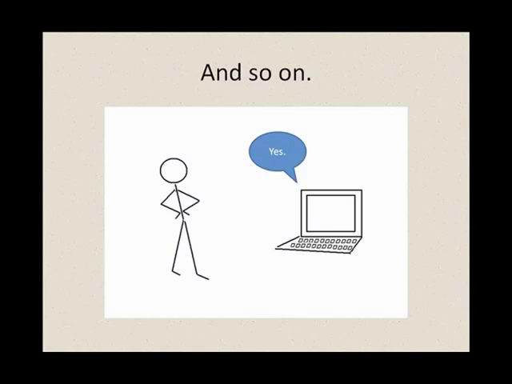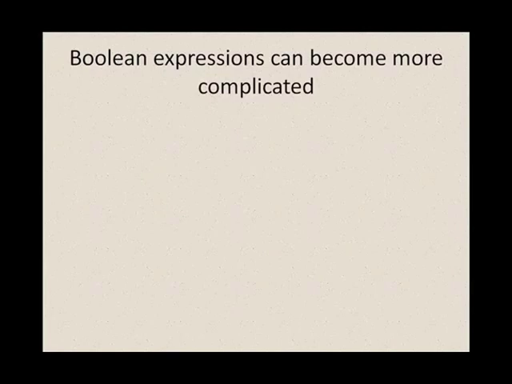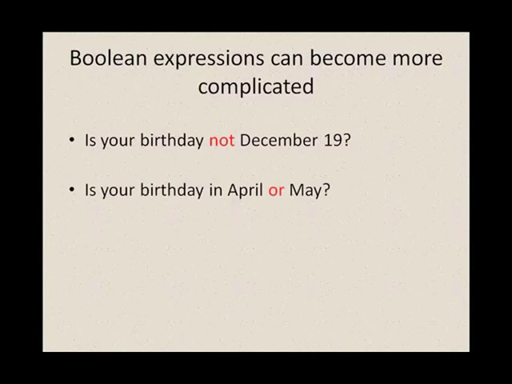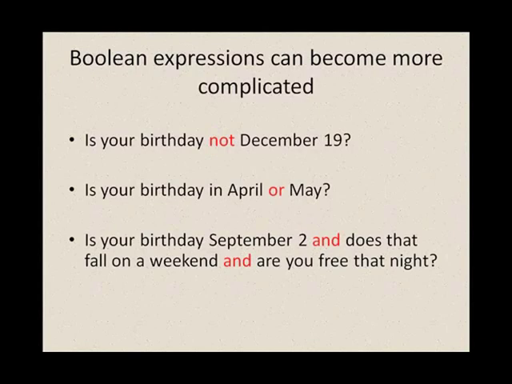By using the other comparison operators, you can ask questions much more efficiently than if you always had to ask equal to questions. Boolean expressions can become even more complicated. You can combine questions. You might ask someone, is your birthday not December 19th? Or is your birthday in April or May? Or is your birthday September 2nd and does that fall on a weekend and are you free that night? We'll talk more about or and and operators and how they work in another video.